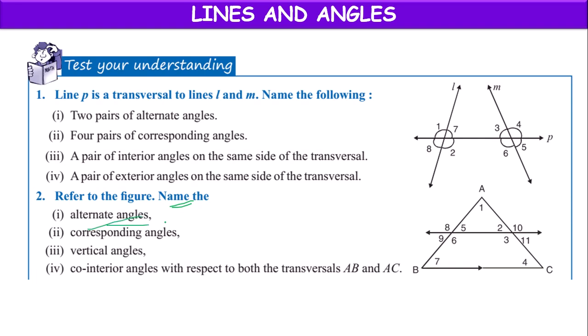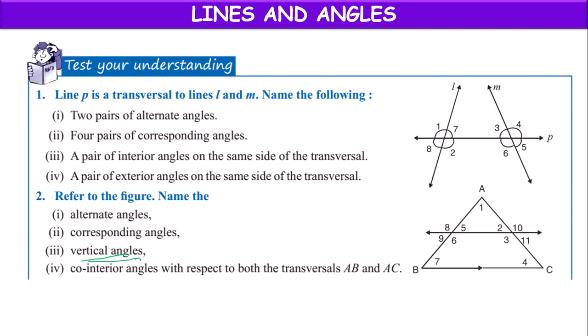Refer to the figure, name the alternate angles. This is one line, this is one line, and this is the transversal. Alternate angles: transversal this side, transversal this side. 5, 3 are alternate, 2, 6 are alternate. Corresponding angles: 8, 2, 9, 3, 5, 10, 6, 11 are corresponding angles.